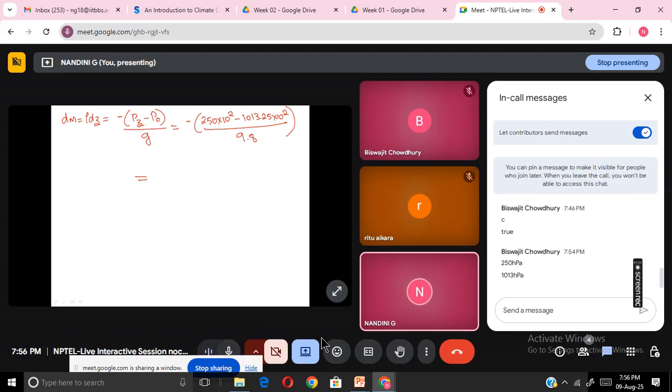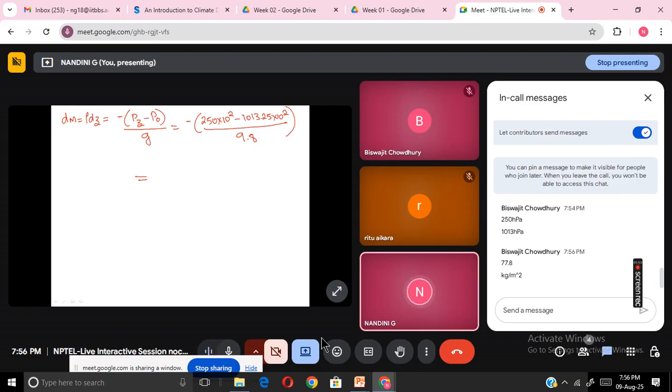Did you get the answer? What will be the mass of the atmospheric column which is extending from the surface to a height of 250 hectopascal? 77.8. Can you tell me the unit also? What will be the unit? 77.8. Can you have a look at it again? You have to convert the pressure values from hectopascal to the SI unit. No, check again. The pressure values need to be converted from hectopascal to Pascal, because Pascal is the SI unit.